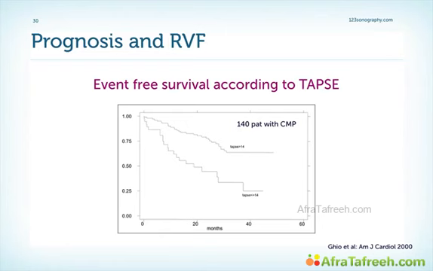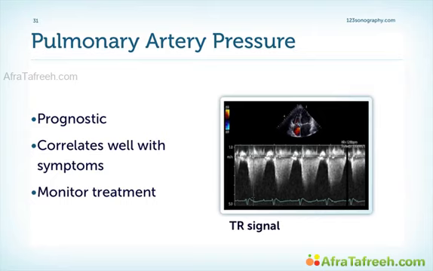This diagram by Siêu, which was published in the year 2000 in the American Journal of Cardiology, nicely shows how important right ventricular function is for prognosis. If you measure RVF with the help of TAPSE, you can see that those patients who have a TAPSE of less than 14 have a much worse prognosis than those who have an excursion of the tricuspid annular plane above 14 millimeters. So again, keep in mind, RVF is very important.